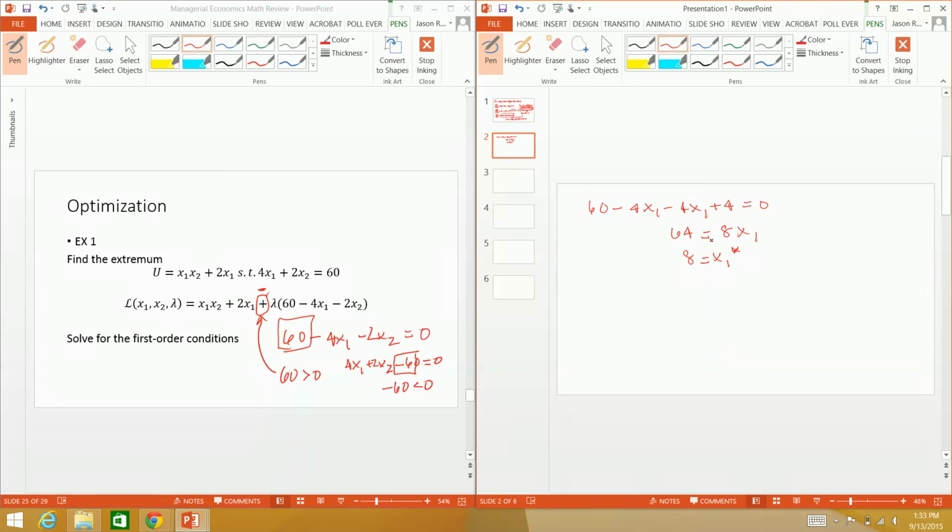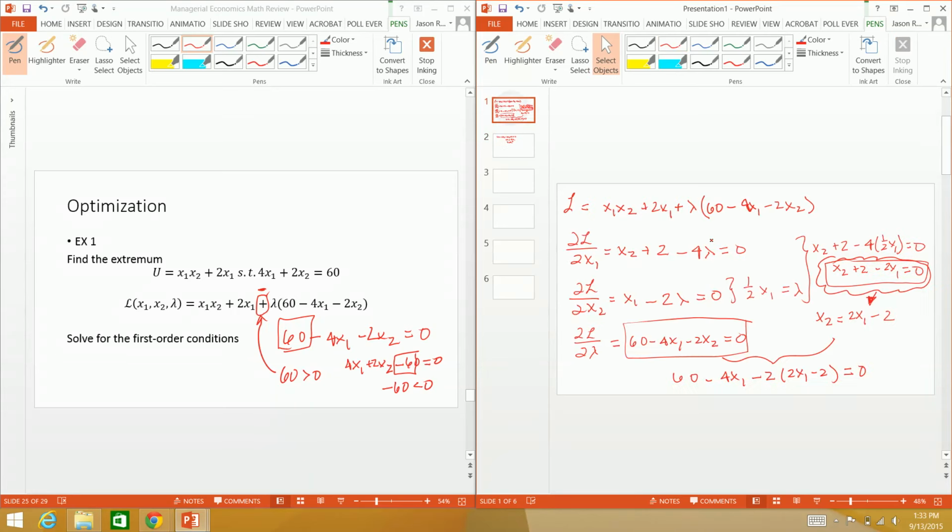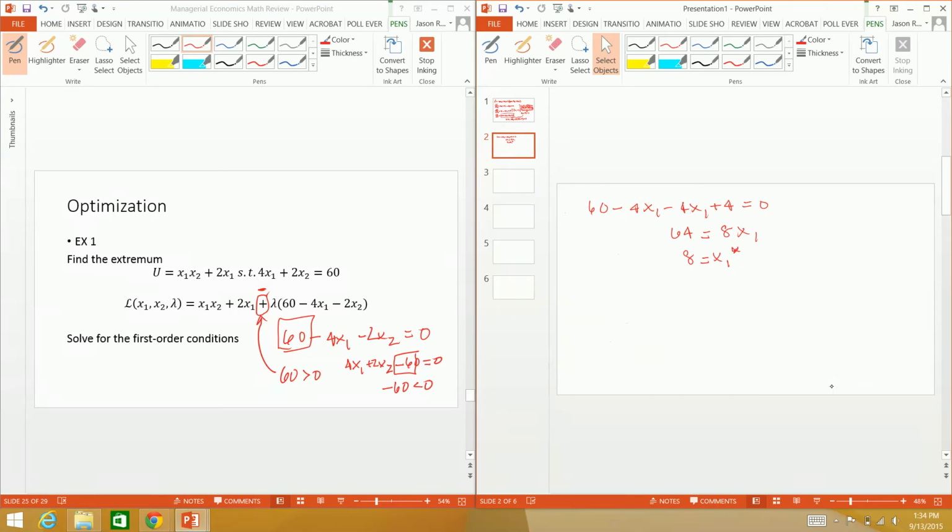Now I place the star here to indicate that this is the optimal value of x1 that will maximize or minimize our function. Now the next step is to go back in and solve for x2. So we know the relationship already, and that is x2 is equal to 2x1 minus 2. And our optimal value for x1 is 8, so we'll plug it in to get x2 star is equal to 2 times 8 minus 2. So we get x2 star is equal to 14.